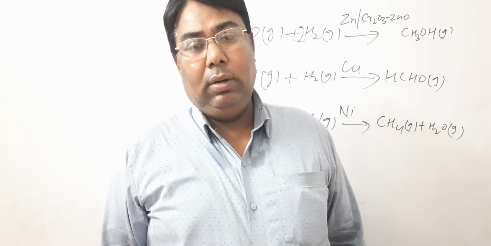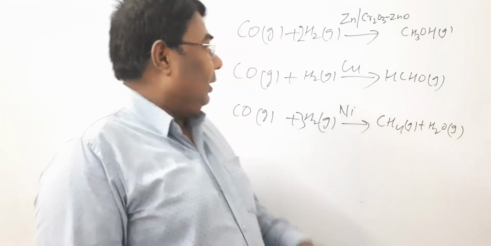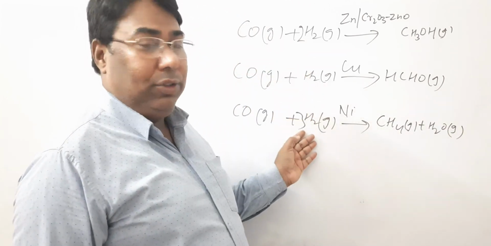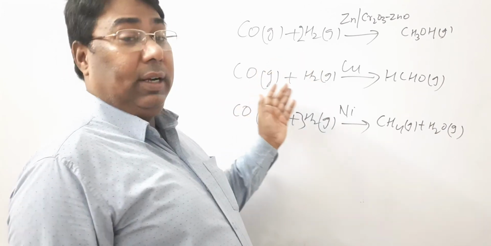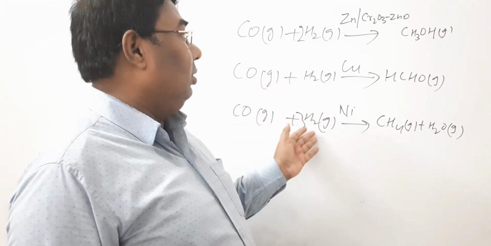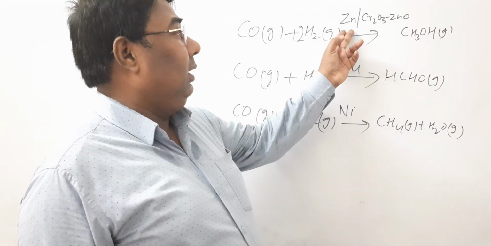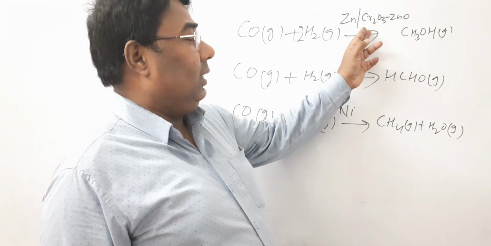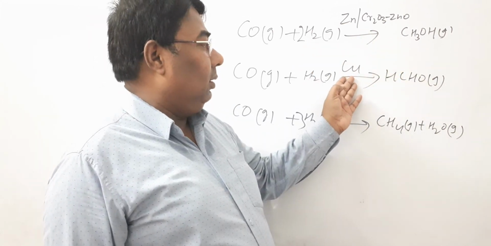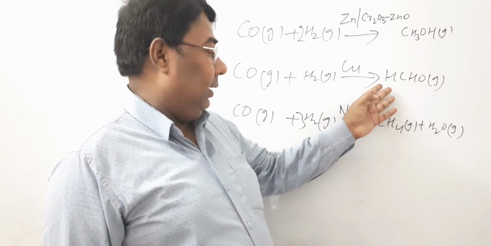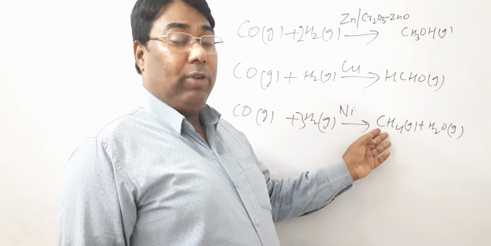Now students, all of you understand the selectivity of a catalyst. Actually, in these three examples, all of you saw that the reactants are the same: carbon monoxide and hydrogen, carbon monoxide and hydrogen, carbon monoxide and hydrogen. But there is a different catalyst. When you use zinc or Cr2O3-ZnO as a catalyst, then the product is methanol. But when you use copper, then the product is formaldehyde. When you use nickel, then the product is methane and water.